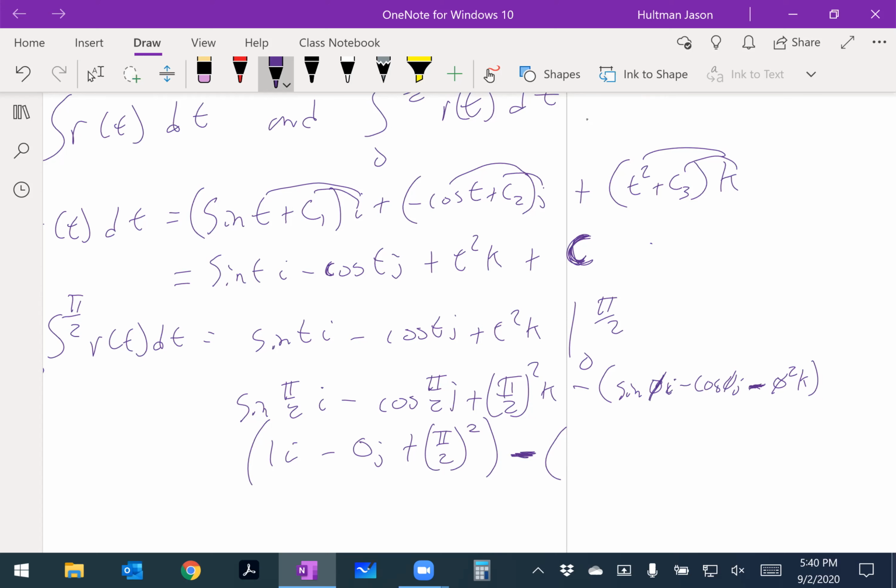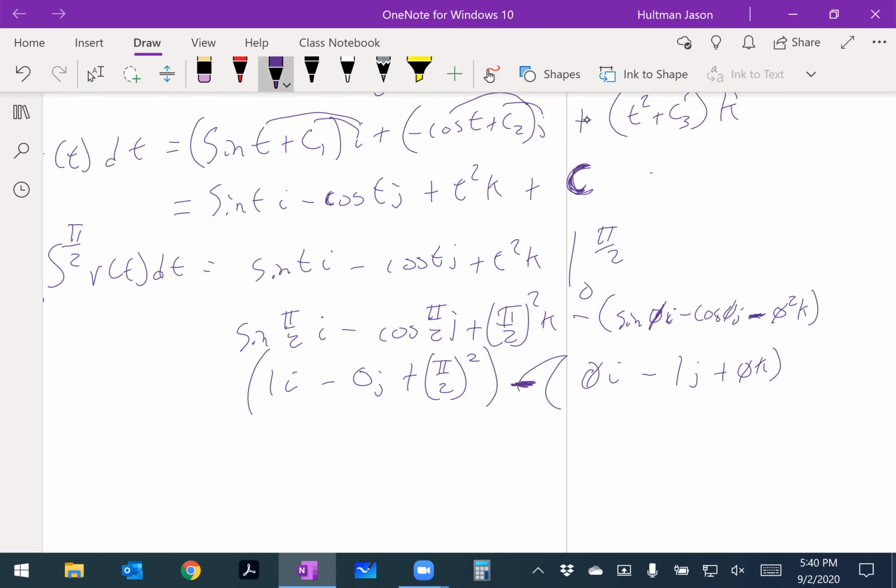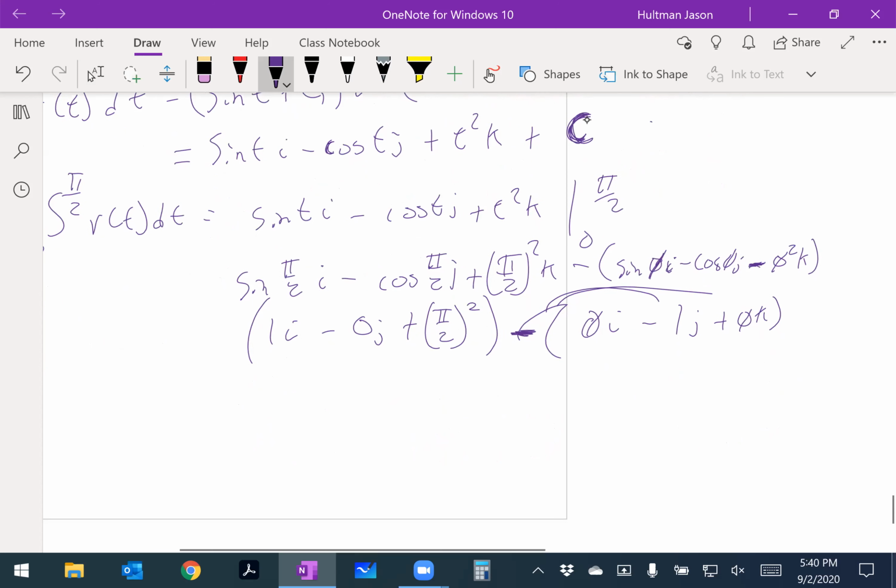Okay, what's the sine of 0? Isn't that 0i? What's the cosine of 0? Isn't that 1, so minus 1j, and then this is 0k. Distribute the negative sign, and what do we get? We get 1i, which is i. We get plus 1j, which is j. And that's 0, that's 0, that's 0. And then we get plus pi squared over 4 k. That's it. That's the integral.